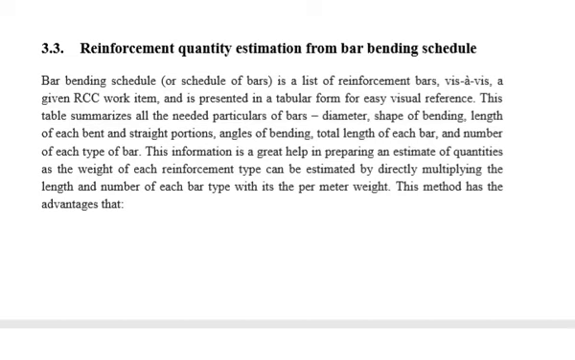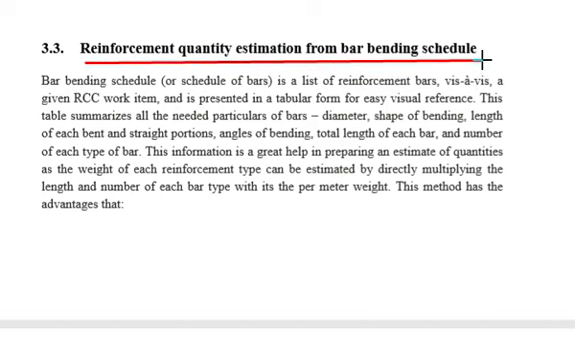Now, in the last class, we discussed various aspects of the estimation of RCC work. There are two methods available to calculate the estimation of the RCC work. Number one is the approximate method, which was discussed in detail in the last lecture, lecture number 16. Now, method number two is the reinforcement quantity estimation from bar bending schedule.